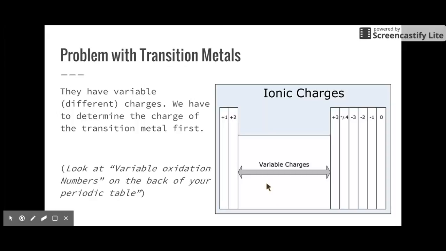We get some of them that have a positive 2 charge, some of them have a positive 1 charge. And we're talking about single atoms like copper, for example. If you look on the back of your periodic table, if you have one that has variable oxidation numbers on it, you might see in the very beginning that copper actually can be a +1 or a +2 charge. So how do we tell and what do we do with it?